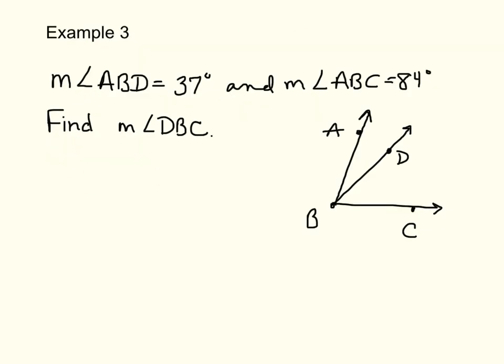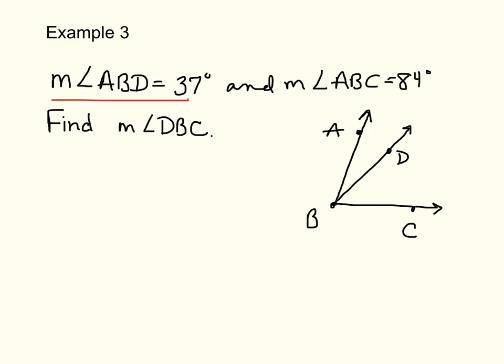Example number 3. The measure of angle ABD is equal to 37 degrees, and the measure of angle ABC is 84 degrees. Find the measure of angle DBC. If you have a picture, write it down. Label it. I cannot stress that enough. Label, label, label, label. Fill in pictures. It will help you immensely.